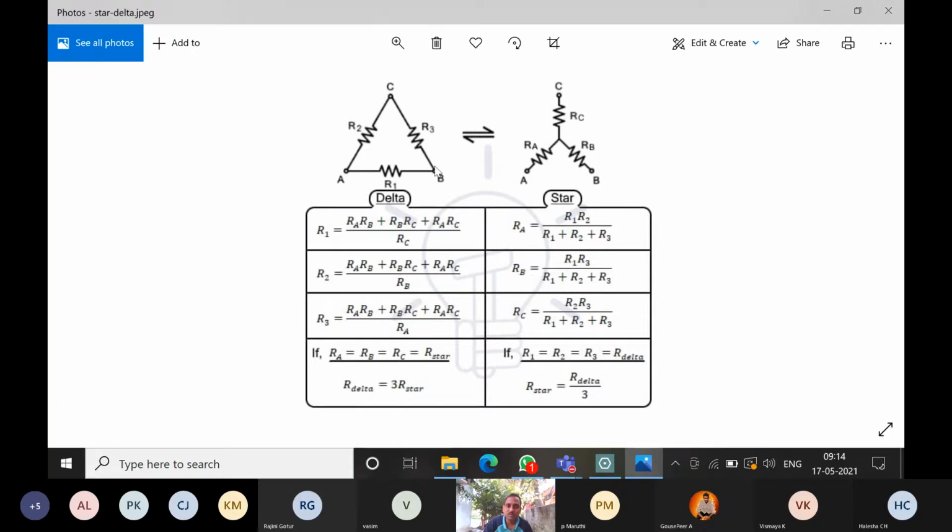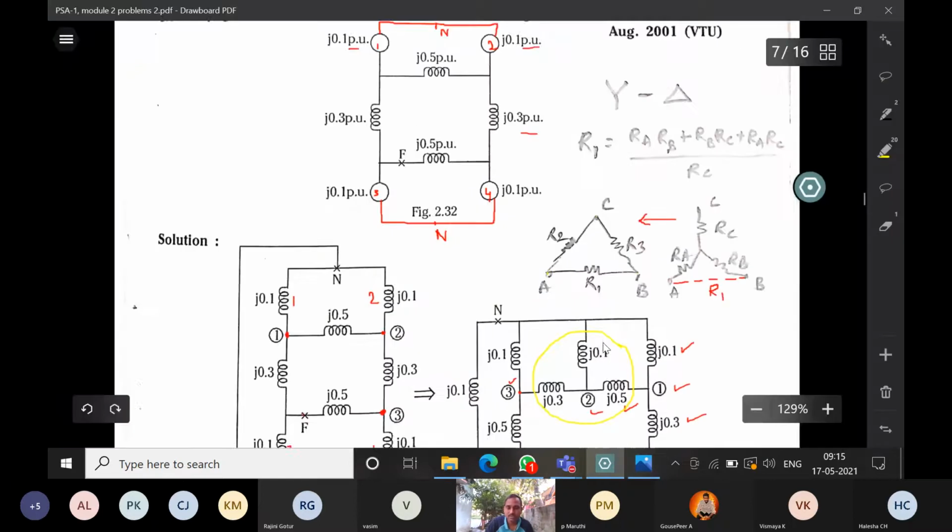Suppose I want RB at this point. RB is connected between R1 and R3. So write R1 and R3 divided by R1 plus R2 plus R3. Suppose you want RC, RC is connected here at point C. So RC is equal to, what are the resistances connected here? R2 and R3 divided by R1 plus R2 plus R3. Okay, so this is the star delta conversion.